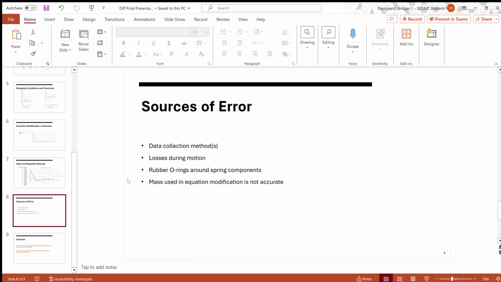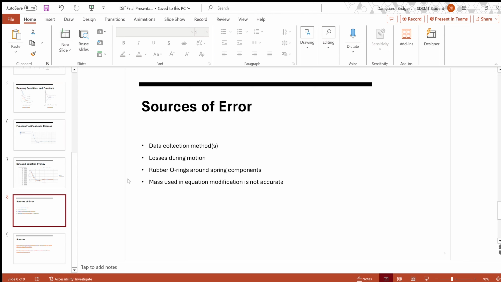Some sources of error, why the graphs don't match up perfectly. Data collection method was a little rudimentary. I wanted to use an accelerometer and a position sensor, but the code for that ended up being a lot more involved than I was able to put into it, but I'd like to do that in the future for data collection purposes anyways. Some losses during motion are kind of just bound to happen, and with how heavy our setup is, there's quite a bit of loss, and with how high our spring constant is. The rubber O-rings around the spring components also cause a lot of friction, so those losses you can see in the graph make a lot of sense.